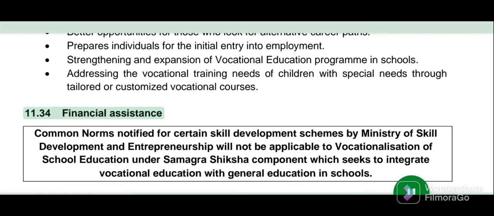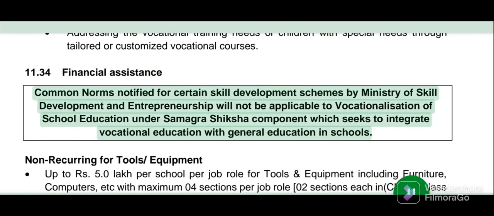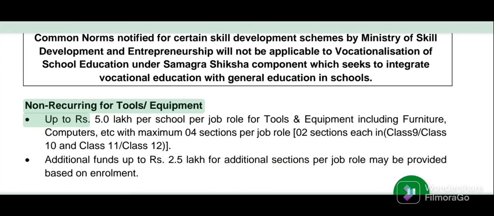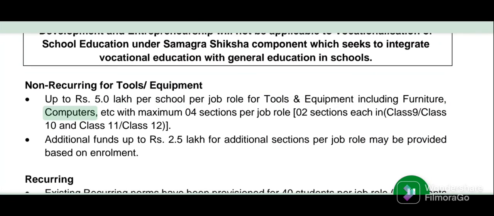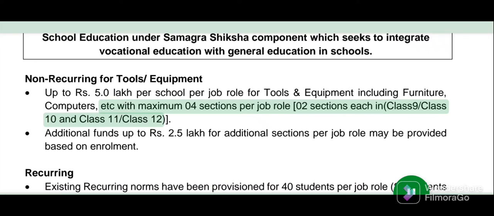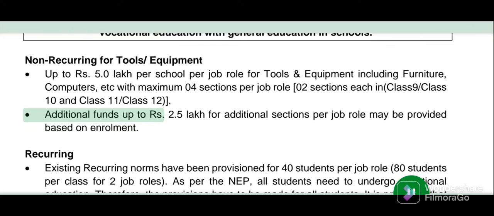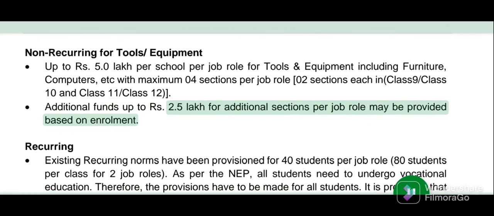11.34 Financial assistance. Common norms notified for certain skill development schemes by the Ministry of Skill Development and Entrepreneurship will not be applicable to vocationalization of school education and the Samagra Shiksha component, which seeks to integrate vocational education with general education in schools. Non-recurring for tools and equipment up to Rs. 5.0 lakh per school per job role for tools and equipment including furniture, computers, etc., with a maximum of 4 sections per job role, 2 sections each in Class 9 and 10, and Class 11 and 12. Additional funds up to Rs. 2.5 lakh for additional sections per job role may be provided based on enrollment.